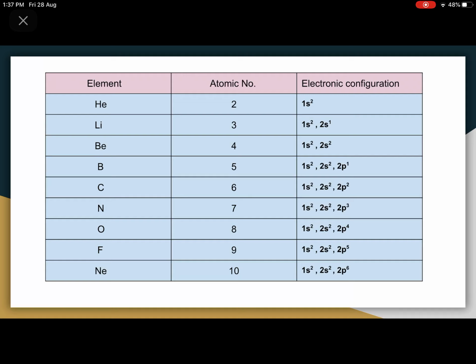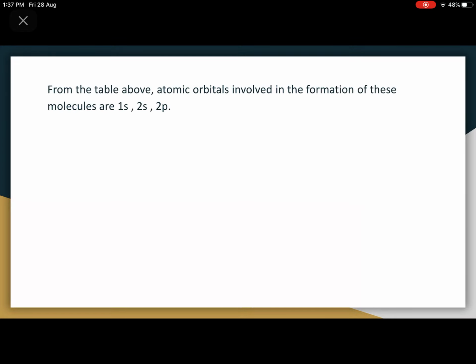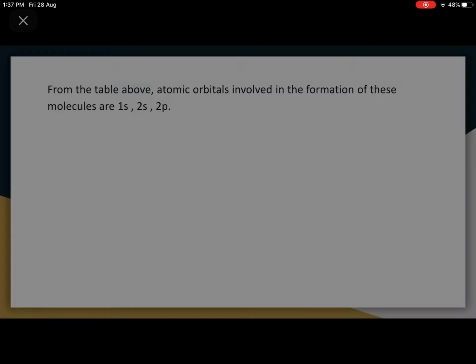Fluorine atom has atomic number 9, 1s2, 2s2, 2p5. So as you can see, this 2p5 p orbital is more than half filled. So what will happen, it can take an electron and form a bond. From the table above, atomic orbitals involved in the formation of these molecules are 1s, 2s and 2p.